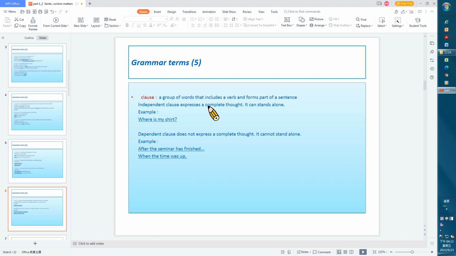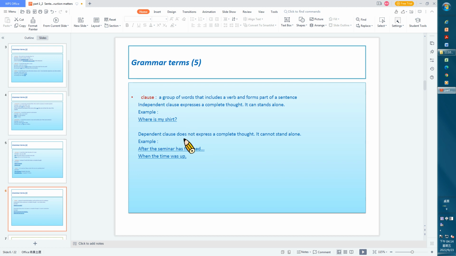Number 13, clause. A clause is a group of words that includes a verb and forms part of a sentence. There are two types of clause. One is independent clause, the other is dependent clause. The independent clause expresses a complete thought. It can stand alone. For example, where is my shirt?